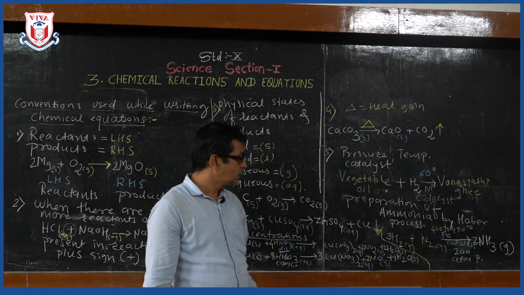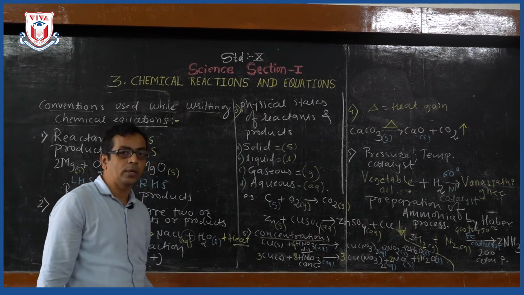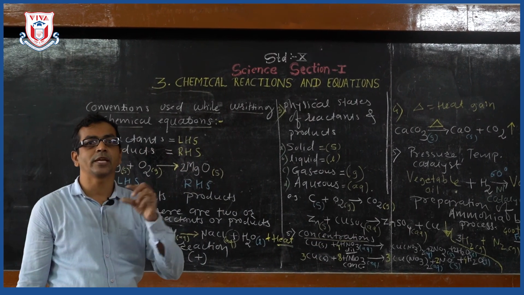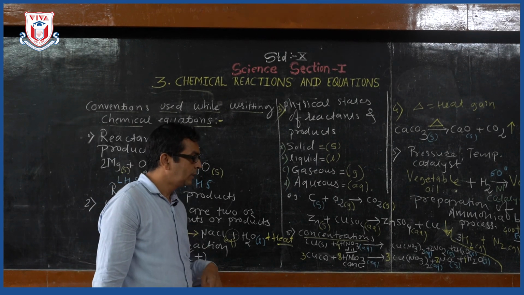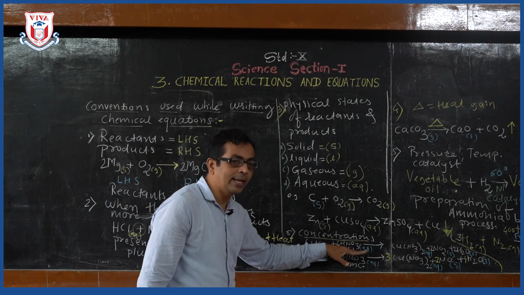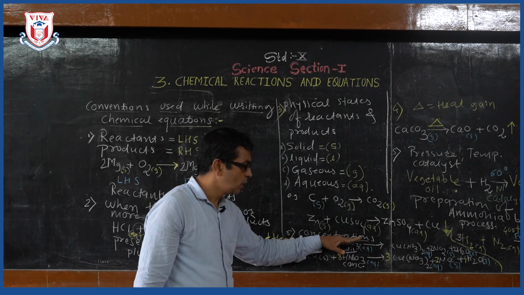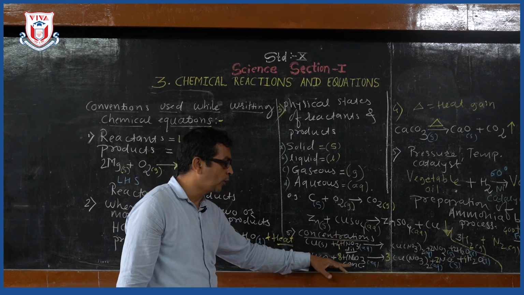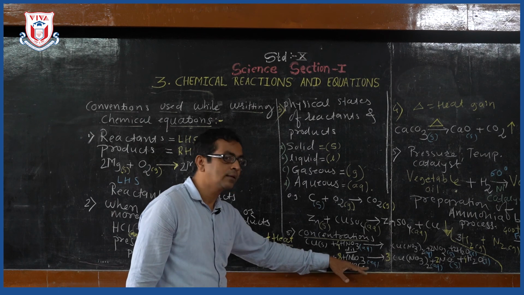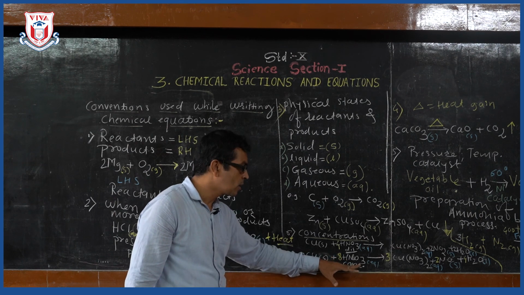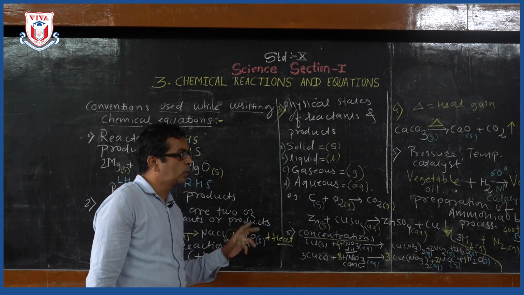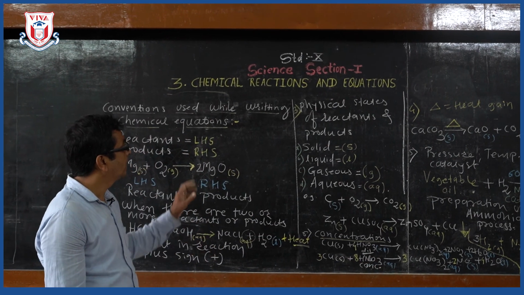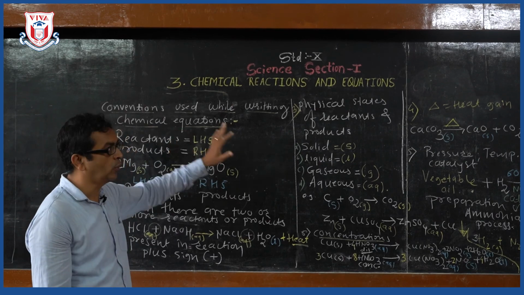Same way, the last one, that is what? When you take the concentrations of reactants. If it is dilute, then you have to write DIL below that reactant, or if it is concentrated, then you have to write conc, CONC as a short form, for that reactant. Okay. So these are the rules you have to follow when you write chemical equations.